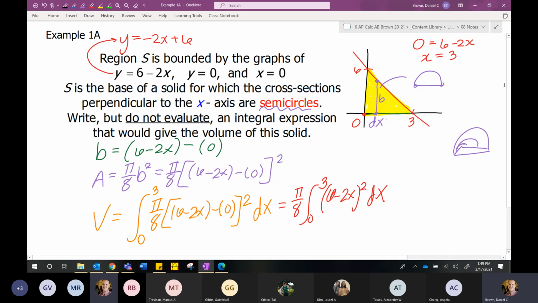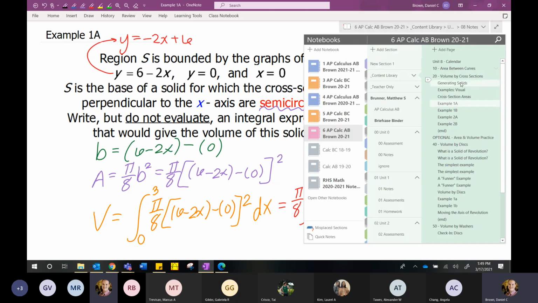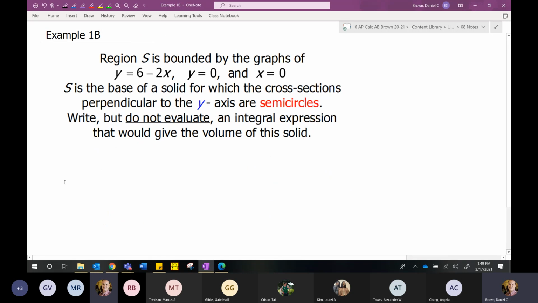So let's go ahead and look at the second example. Same region, so I'm just going to redraw it real fast. We have that region S, we have the straight line, we still have the axes. It's going at the 6 on the y, 3 on the x, and at 0. Looking at this question, for example 1b, what's the only thing I changed about the problem?